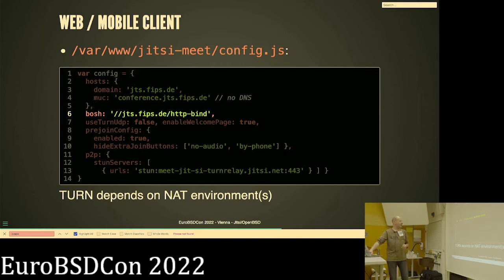For BOSH, just the same. That's schemeless, but actually you could use HTTPS over here because you need HTTPS, otherwise Chrome and Firefox and all those won't ever start your camera because that's insecure. TURN UDP is typically false, but if you are on double-sided NAT and whatever, you might try to turn that to true. If stuff improves then, good; if not, you are in uncharted territory, or at least difficult ones. And you can have a welcome page or not, where either you offer only fixed conference names, or you have a welcome page where everybody can start a conference with their name of choice.